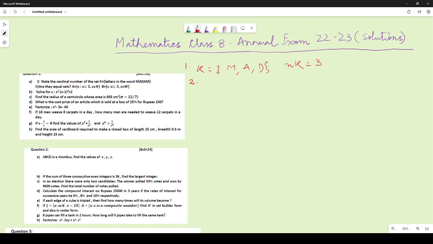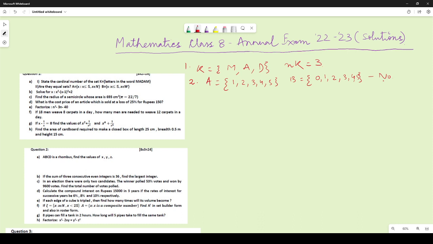Now for the next question, are they equal sets? A belongs to the set of natural numbers less than 5. So that makes A is 1, 2, 3, 4, 5. And B will be whole numbers less than or equal to 5. So that makes it 0, 1, 2, 3, 4, 5. So we can see that there are 5 elements over here. There are 6 elements, sorry, 5. There are 6 elements over here. So no, they are not equal.